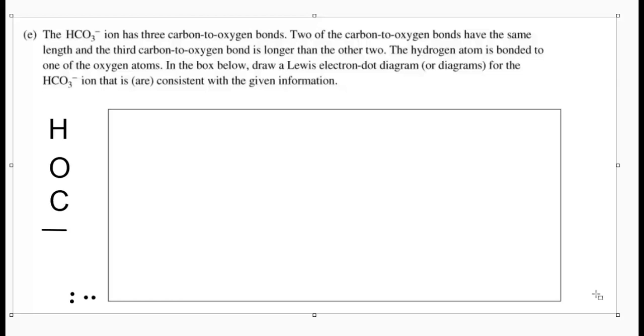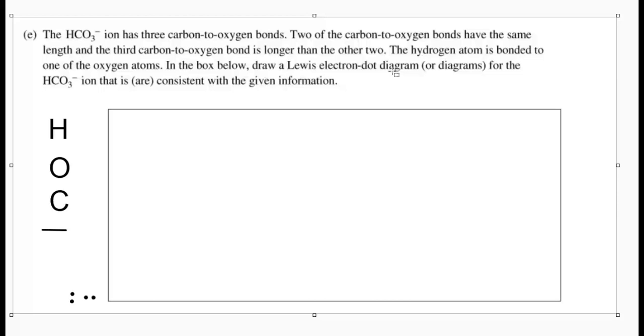An FRQ, doing a Lewis dot diagram, or they say diagrams, which is a hint. Well, we've got hydrogen carbonate, a hydrogen attached to a carbonate polyatomic ion. They give us some sort of help on this Lewis dot diagram. 3 carbon to oxygen bonds. They say 2 of the bonds have the same length. Okay. And a third is a little bit longer than the other 2. The hydrogen atom is bonded to one of the oxygen atoms. Draw the Lewis dot diagram.